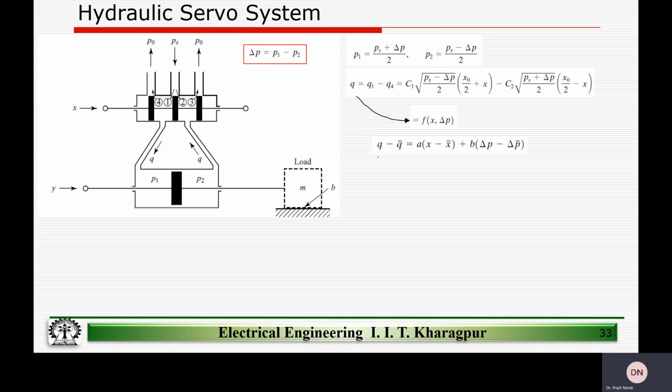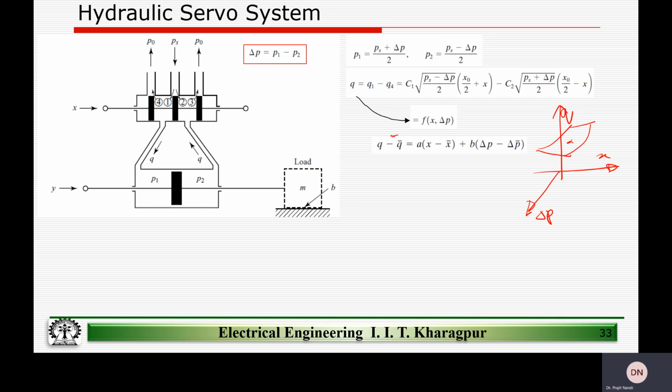The same equation I can write in terms of a Taylor series, as I mentioned yesterday. Let's say we have a 3D curve. Q is a quantity depending on two independent quantities. One is X, and the other is delta P, right? So Q is a dependent variable depending on both these variables. So let's say our operating point is somewhere here, given by the coordinates Q bar, X bar, and delta P bar.